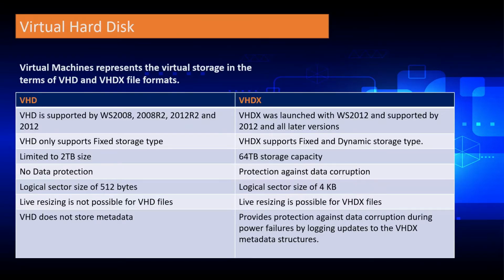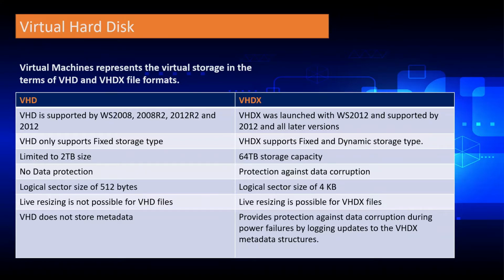The next component in a Hyper-V virtual machine is the virtual hard disk. The storage of any virtual machine is represented in the form of a virtual hard disk. There are two kinds of files available in Hyper-V, VHD and VHDX, that represent the virtual hard disk of any virtual machine. VHD was supported by Windows Server 2008, 2008 R2, 2012 and 2012 R2 Hyper-V hosts, whereas Microsoft introduced VHDX since Windows Server 2012.